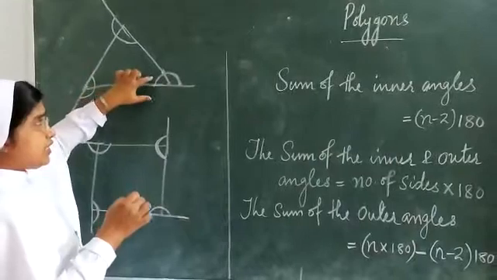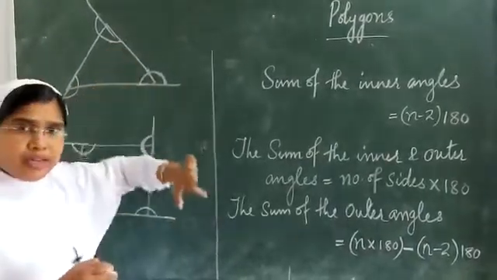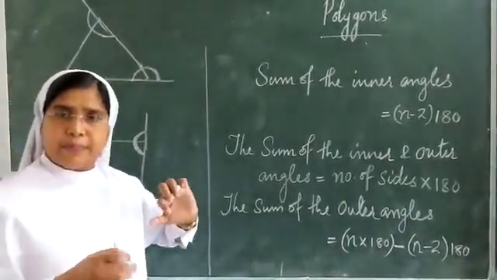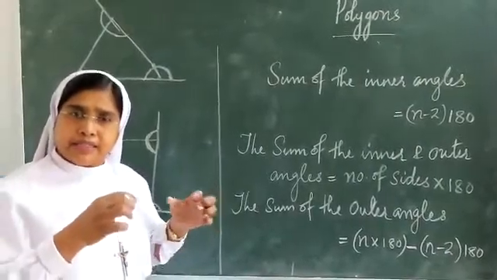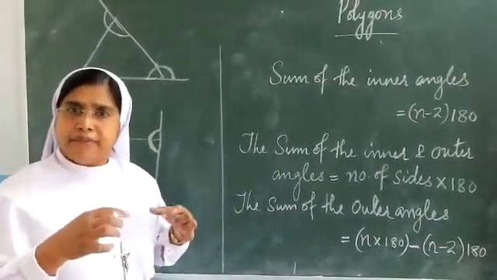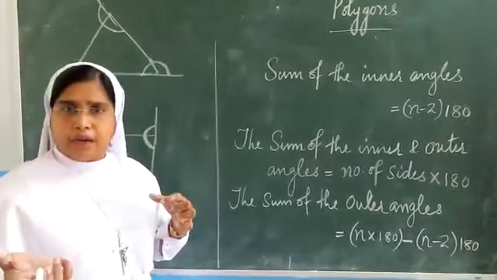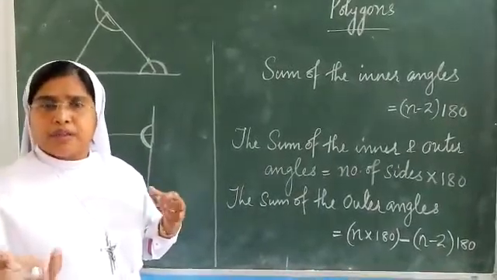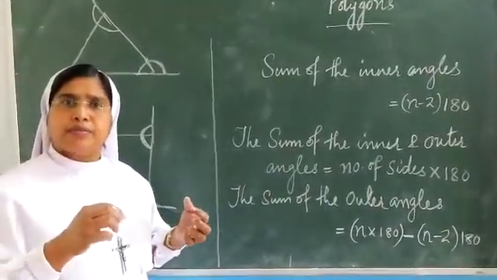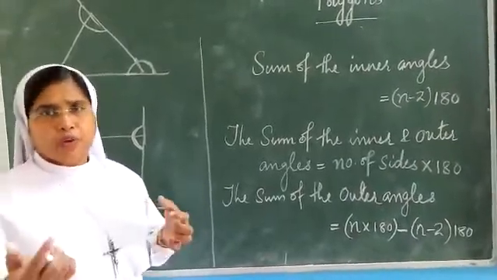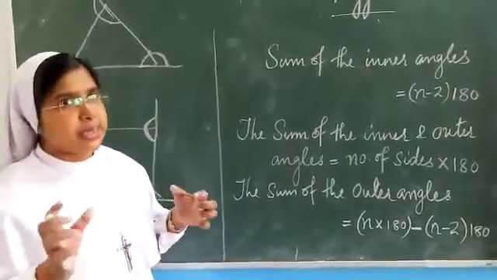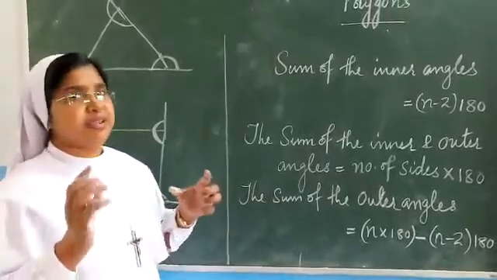How many inner angles are there? That many outer angles will also be there. For a pentagon, how many inner angles are there? 5. In the same way, outer angles also will be 5. The number of inner angles will be equal to the number of outer angles. Okay, the number, not the sum. The sum is not the same, the sum is different.